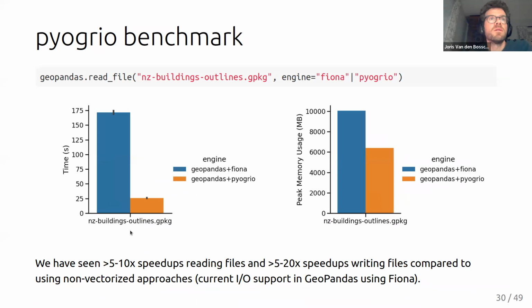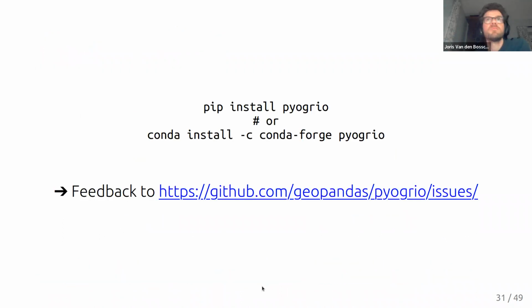So here is an example from a large geopackage file with building outlines from New Zealand. And you can see it's a lot faster and also more memory efficient. So that's quickly about pyogrio.